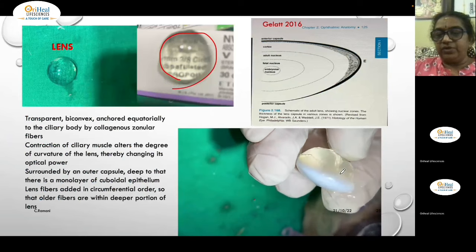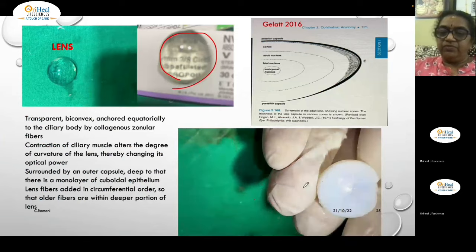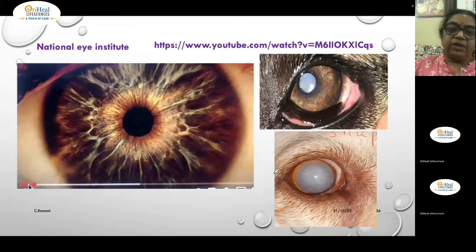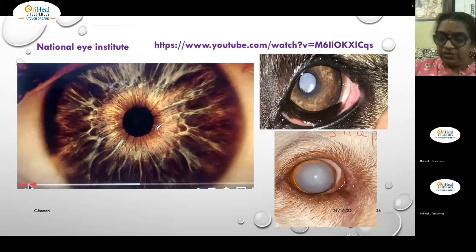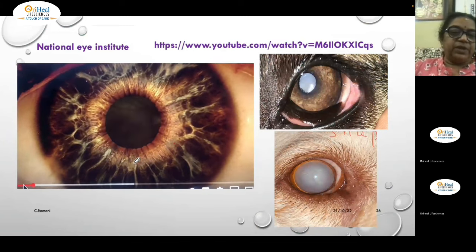So here in this video you can see a lens which I have removed from an eyeball, fixed in Davidson's medium. You can see the presence of a white structure on the lens, so that it appears that there is a cataract. Now the lens is actually behind the iris. This video will tell you that.